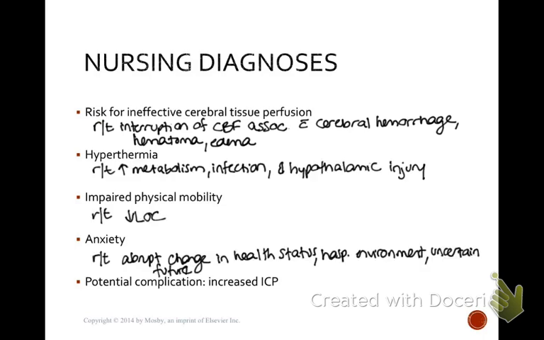Here's some more nursing diagnoses for you guys. Ineffective tissue perfusion because of the hemorrhage, because of the edema. They get hyperthermia because of infection, because of high metabolism. They can't move because they don't have great LOC.